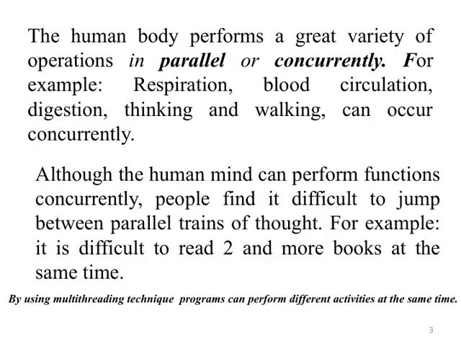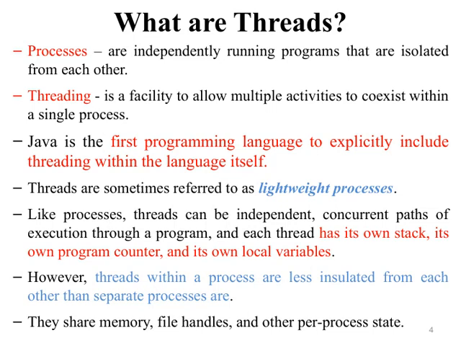This is where the concept of multi-threading in programming becomes so useful. Just like our bodies can perform many activities at once, programs can be designed to perform different tasks concurrently. This means that a program can handle multiple operations at the same time, making it more efficient and responsive. So, understanding how the human body and mind handle parallel tasks helps us appreciate why multi-threading is such a powerful technique in software development. It allows programs to be more like us, capable of juggling multiple activities smoothly and effectively.